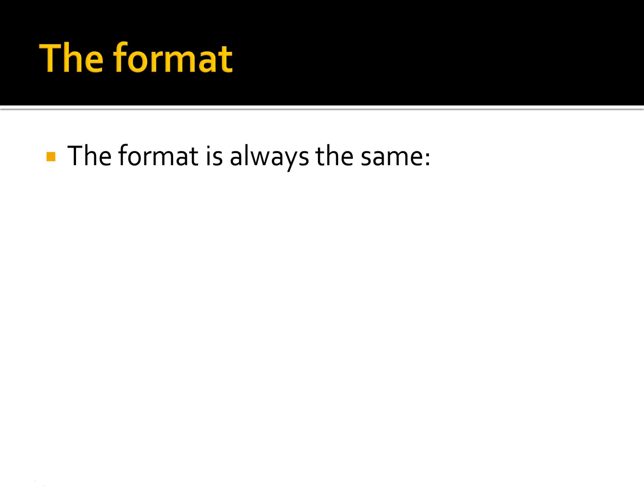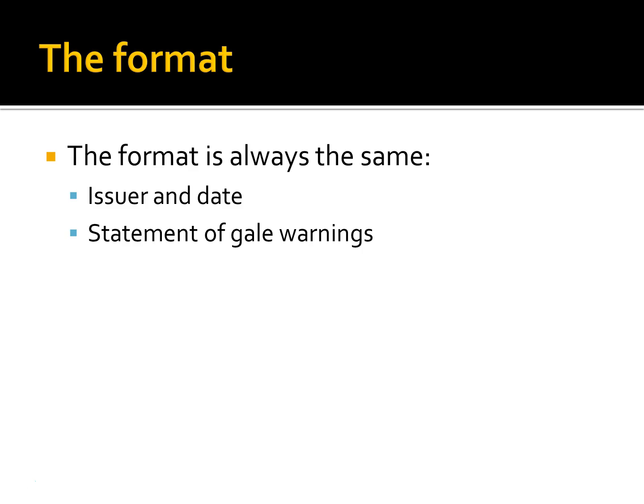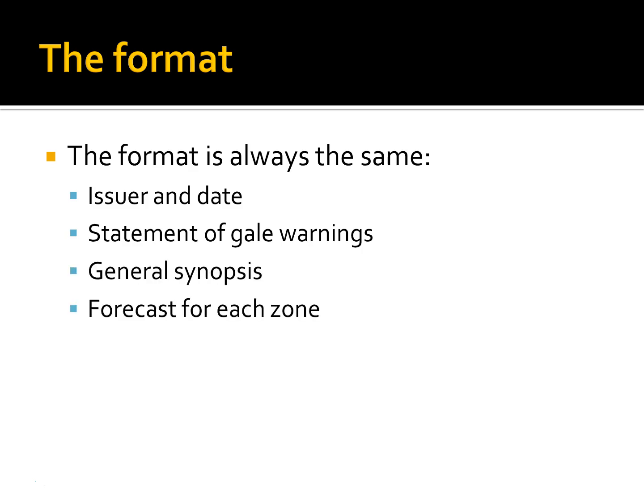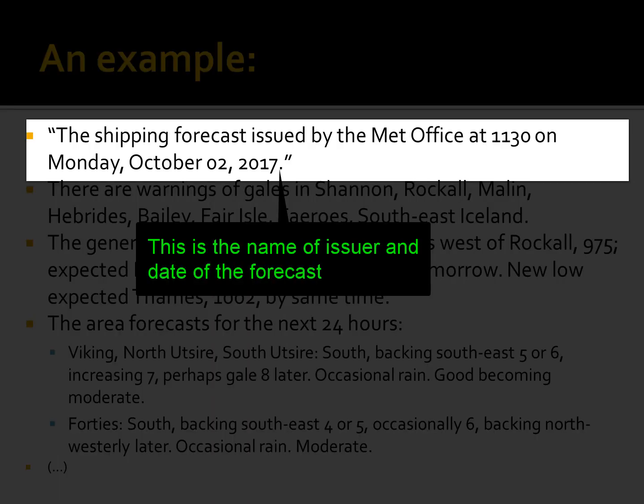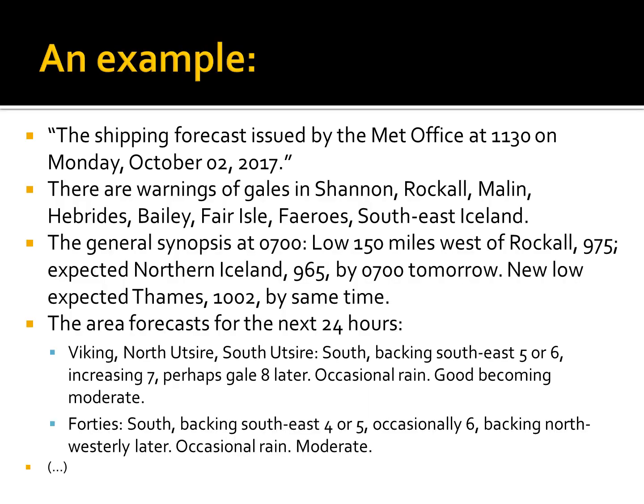It contains the issuer and date, the statement of gale warnings, a general synopsis, the forecast for each zone, and then reports from coastal stations, if any. Let's look at an example. The shipping forecast issued by the Met Office at 1130 on Monday, October 2, 2017.